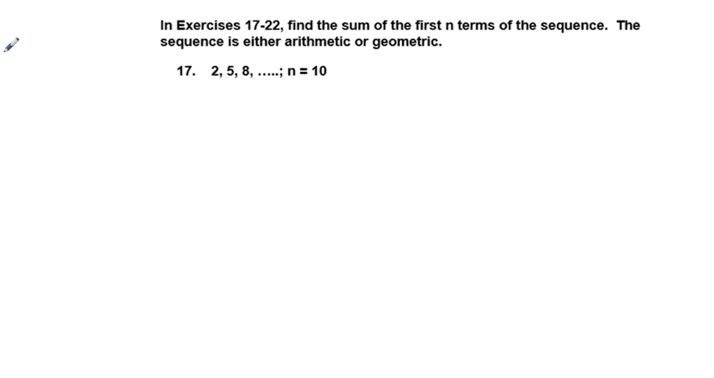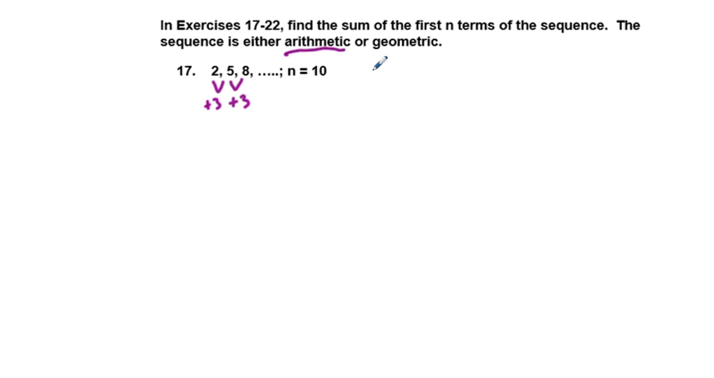Problem number 17. In exercises 17 to 20, find the sum of the first n terms of the sequence. The sequence is either arithmetic or geometric. So let's go ahead and see if we have a geometric or arithmetic sequence. What do we do to get from 2 to 5? Well, we're going to add 3. What do we do to get from 5 to 8? We add 3. So in this case, we have an arithmetic sequence.